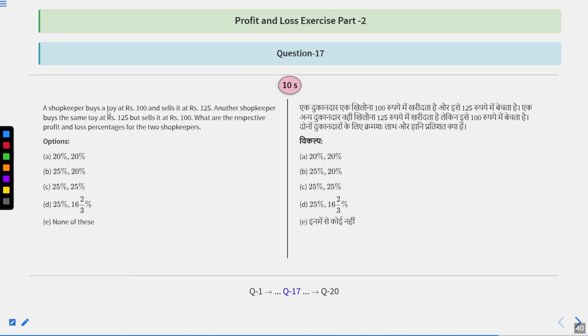A shopkeeper buys a toy at rupees 100 and sells it at rupees 125. Another shopkeeper buys the same toy at rupees 125 but sells it at 100 rupees. What are the respective profit and loss percentages for the two shopkeepers? You have 5 options and 10 seconds to analyze the question. Your time starts now.